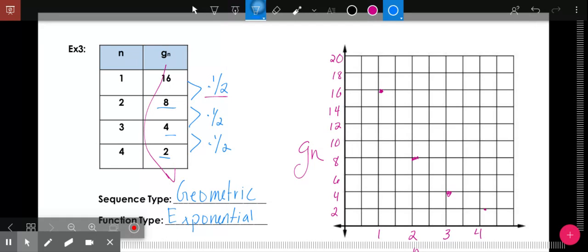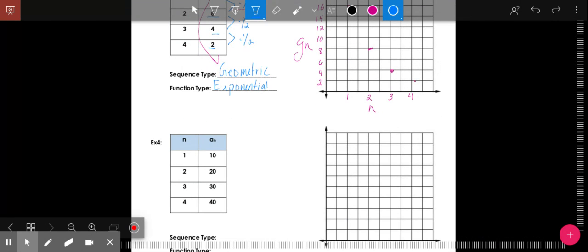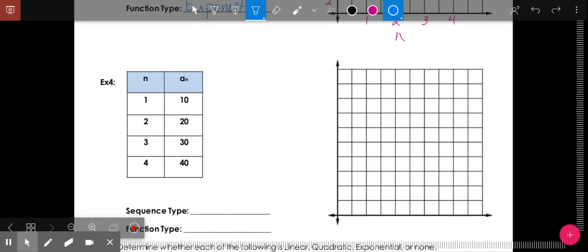Now, we're not going to connect the points, but if we did, we would notice that it does give us that exponential curve that we've been talking about. Alrighty, so looking at example 4, this one I want you to go ahead and try on your own. Go ahead and try number 4, and then you can check your work with mine when you're finished.